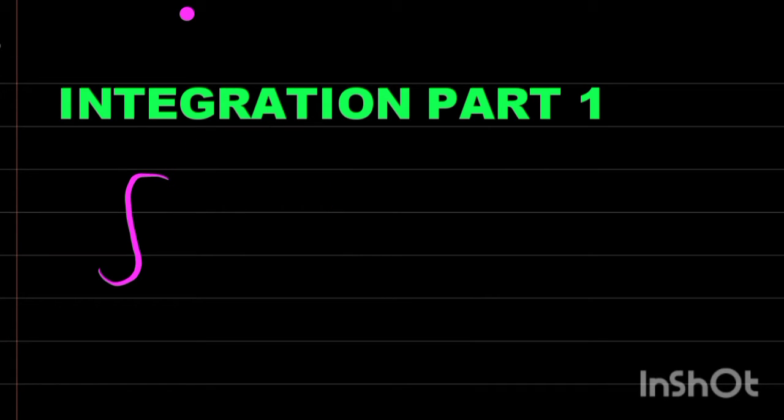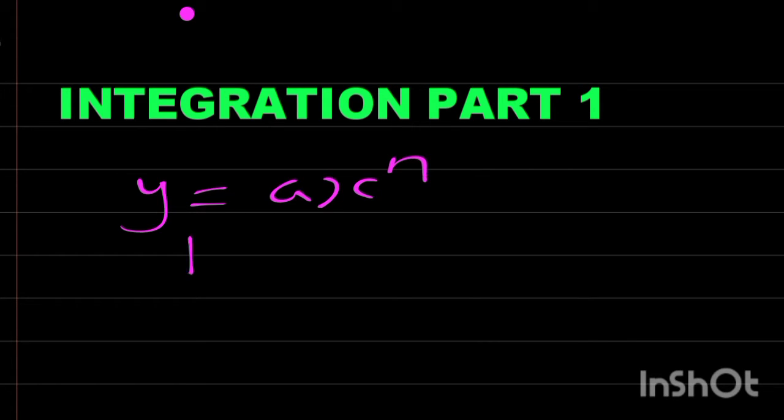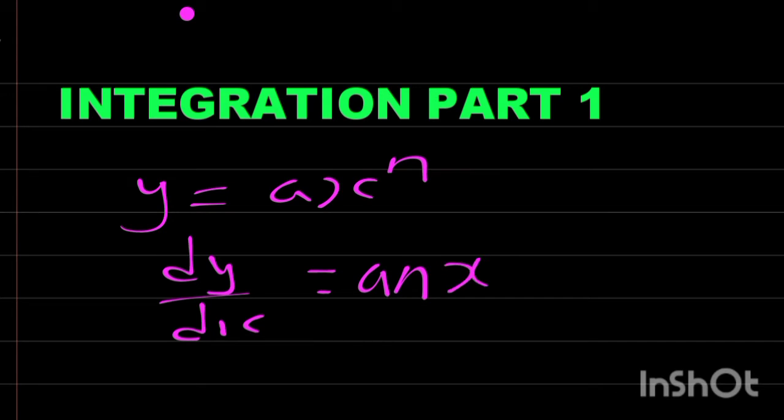This is the symbol of integration. We have the formula for integration. Actually, integration is the opposite of differentiation. If I have a term, y is equal to ax raised to n, and we differentiate this term with respect to x, we are supposed to have anx raised to power n minus 1.